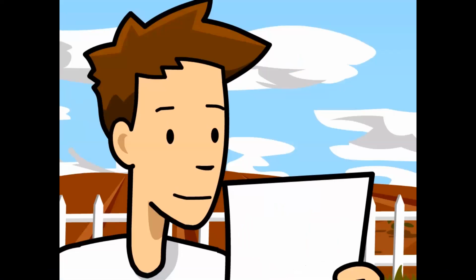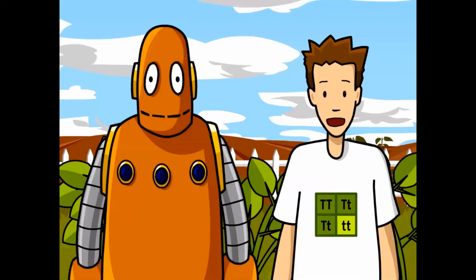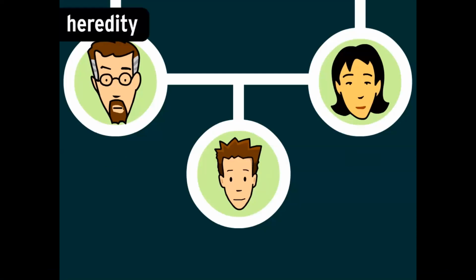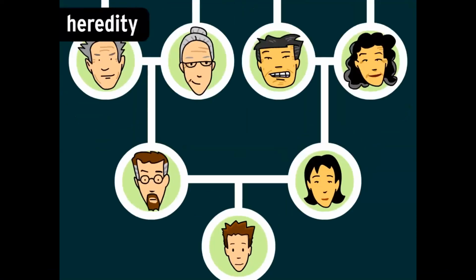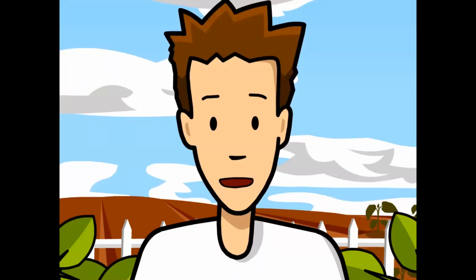Dear Tim and Moby, my parents both have brown eyes, but mine are blue. What's going on? From Tyra. Well, I bet there are blue-eyed people somewhere in your family tree. Eye color is just one of many physical traits we inherit from our parents. That passing of traits from parents to offspring is known as heredity. But remember that parents inherit traits from their parents, and so on, as far back as your family tree can go. Let's look at some pea plants to see how it all works.